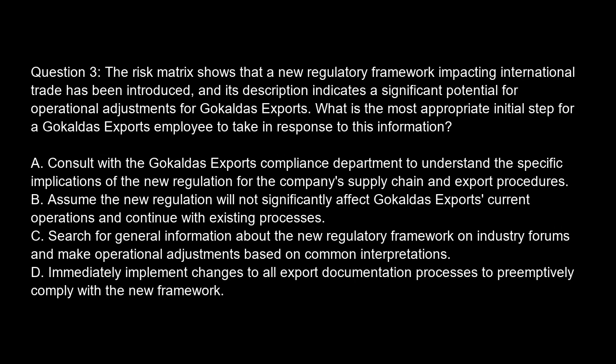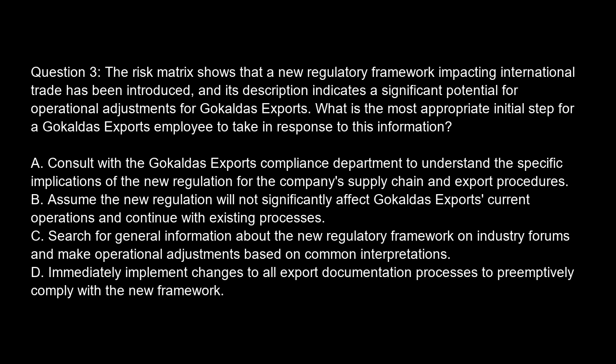Question 3. The risk matrix shows that a new regulatory framework impacting international trade has been introduced, and its description indicates a significant potential for operational adjustments for Gokaldas Exports. What is the most appropriate initial step for a Gokaldas Exports employee to take in response to this information? Option A. Consult with the Gokaldas Exports Compliance Department to understand the specific implications of the new regulation for the company's supply chain and export procedures.